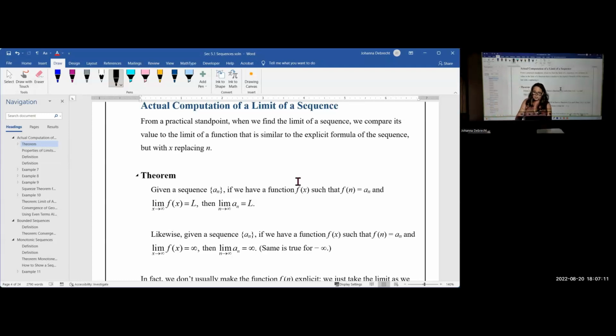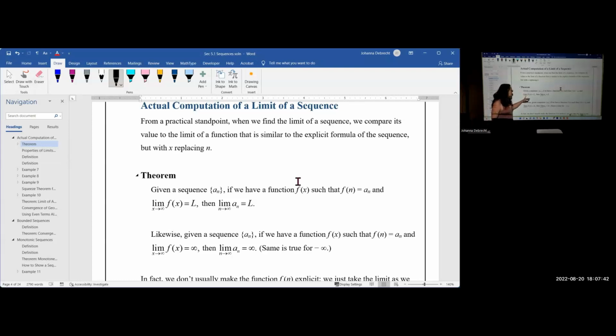So when we're looking at these, we're going to take the limit of the sequence, and we're going to have the formula f of n, some function of n. If the limit of a function with x in it would be L, then we know that the limit of the sequence with n in place of x has also got to be L. Now, this only works in one particular direction. You want to be very careful with this theorem.